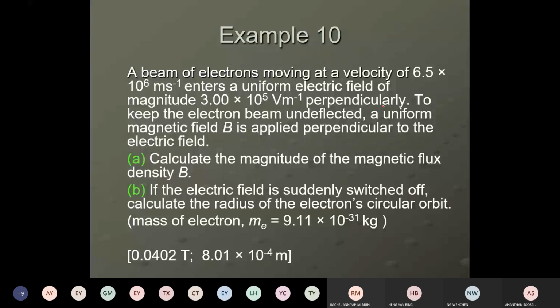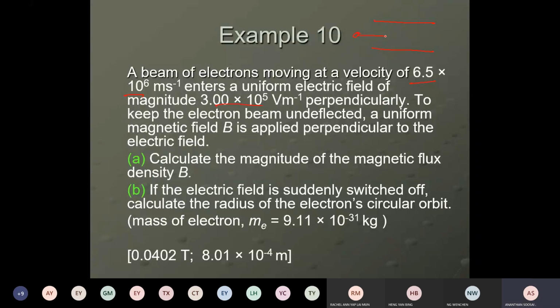Okay, so this question is about electrons and perpendicular fields. Oh, this is magnetic field and electric field together. Okay, let's give it a try. One question. A beam of electrons moving with a velocity of this value enters a uniform electric field of this magnitude perpendicularly. Oh, that means like a parallel plate.